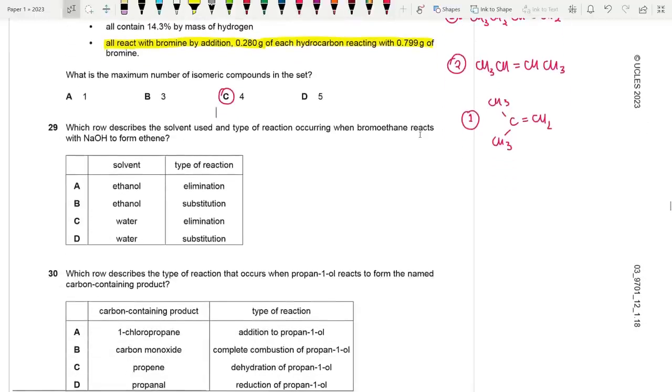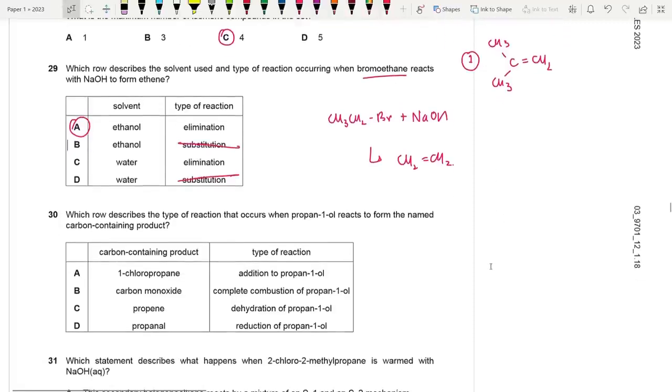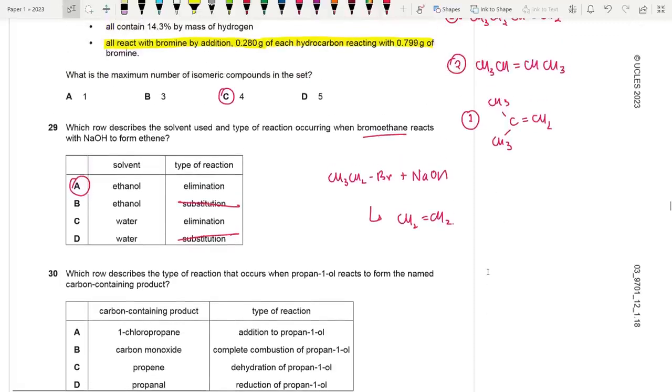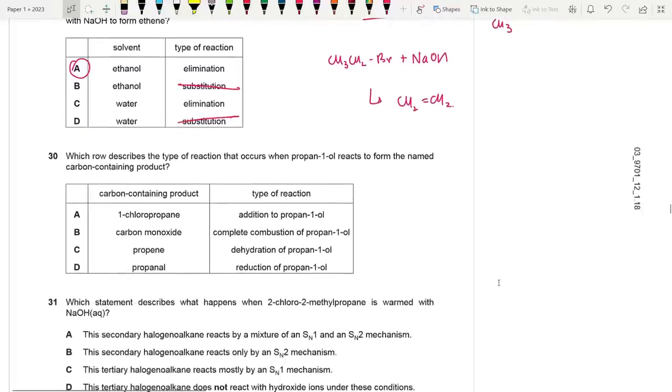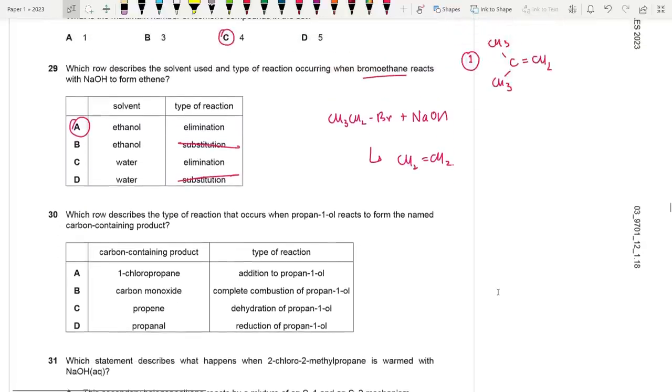Which row describes the solvent used and the type of reaction when bromoethane CH3CH2Br reacts with NaOH to form ethene. So this is clearly an elimination reaction, and we need it to be in ethanol. Ethanolic NaOH results in an elimination reaction. Because if it was water, it would be a substitution reaction, hydrolysis. We'd get ethanol.